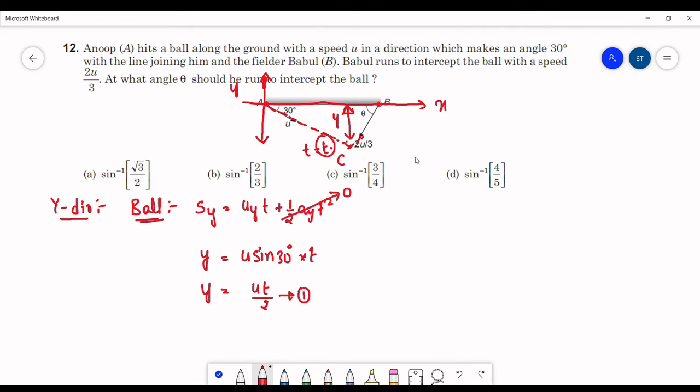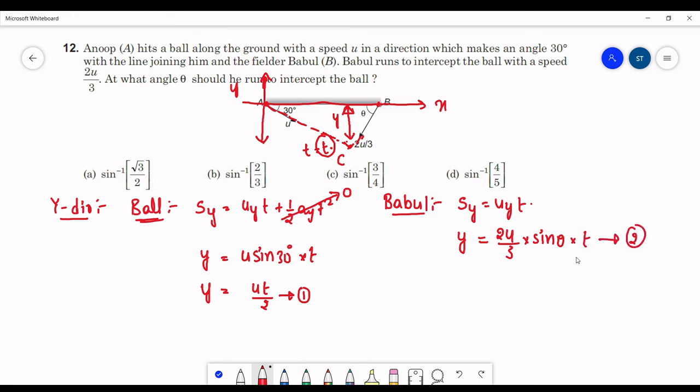Now consider the fielder Bubble. Again same thing, acceleration will be 0. So I am directly writing sy is equal to uy into t. Displacement in y direction is y. Y component of the velocity will be 2u by 3 into sine theta into t. Let us take this as second equation.